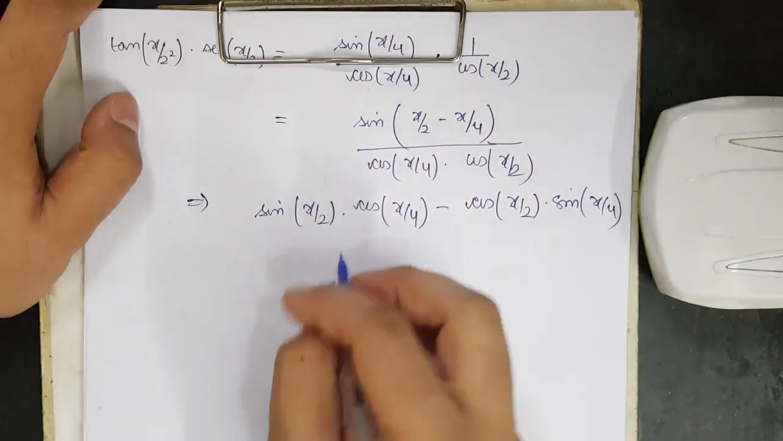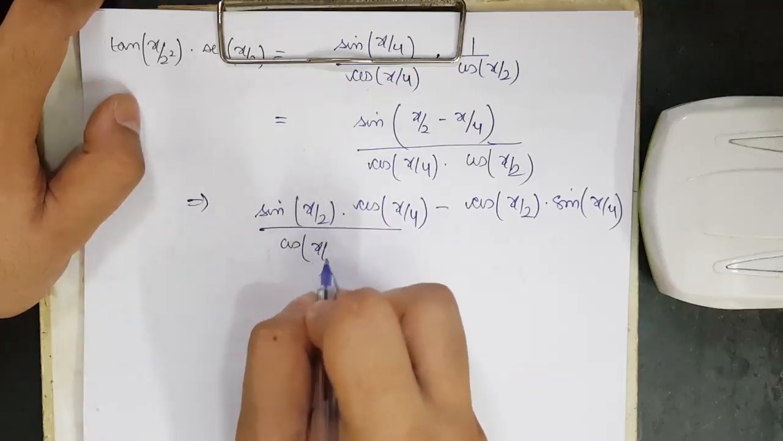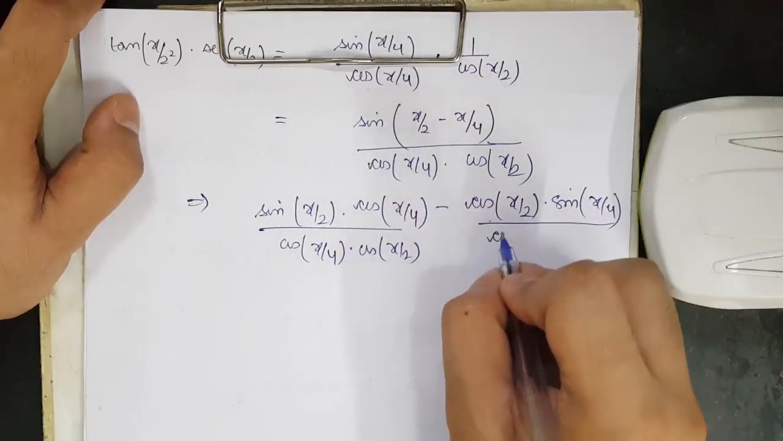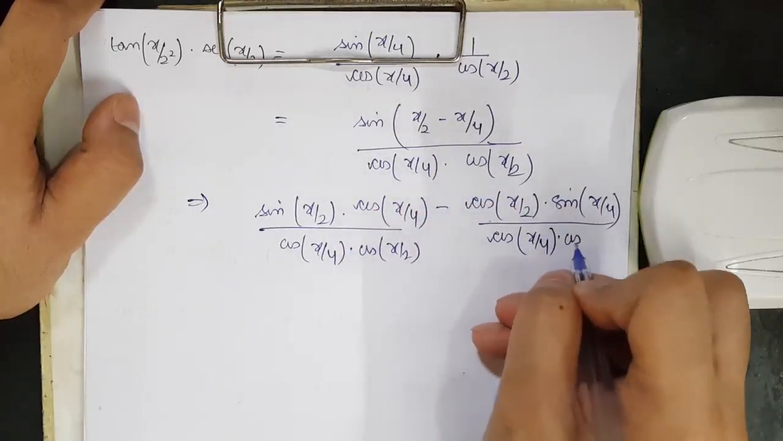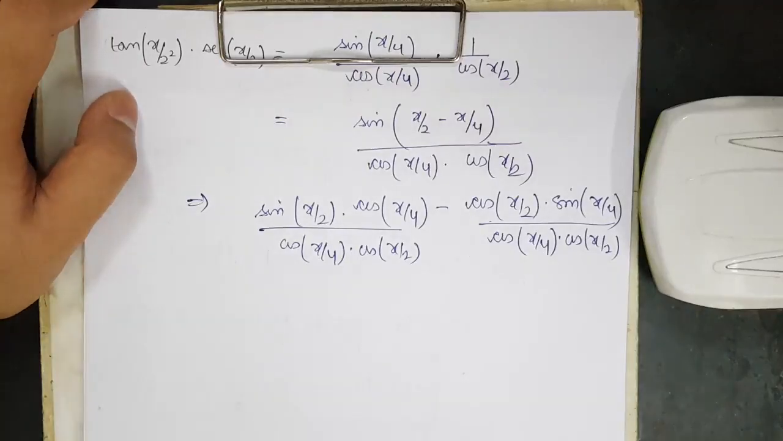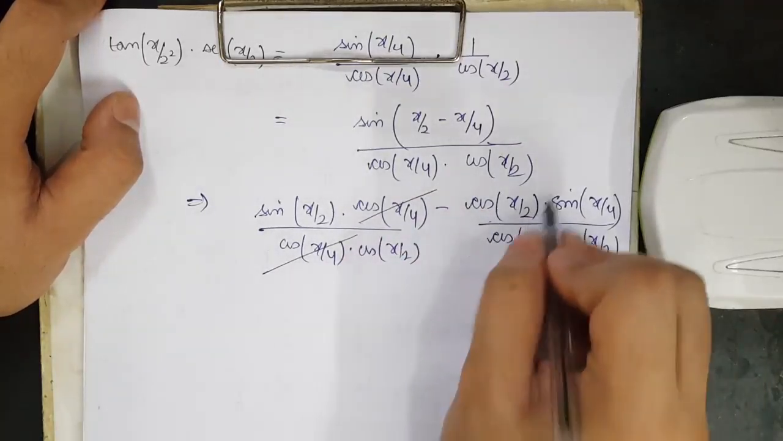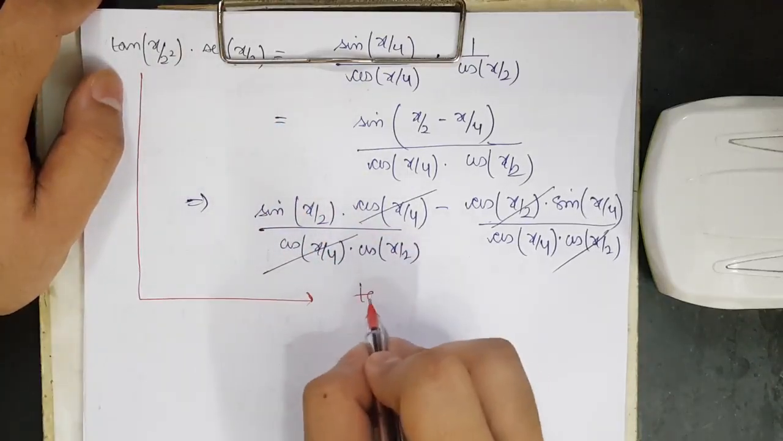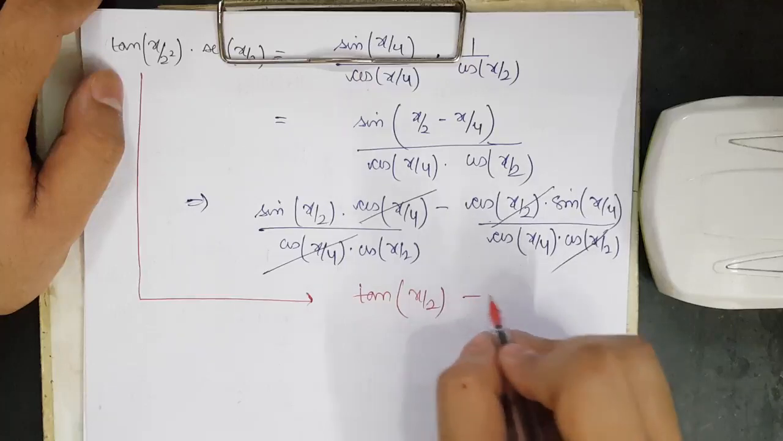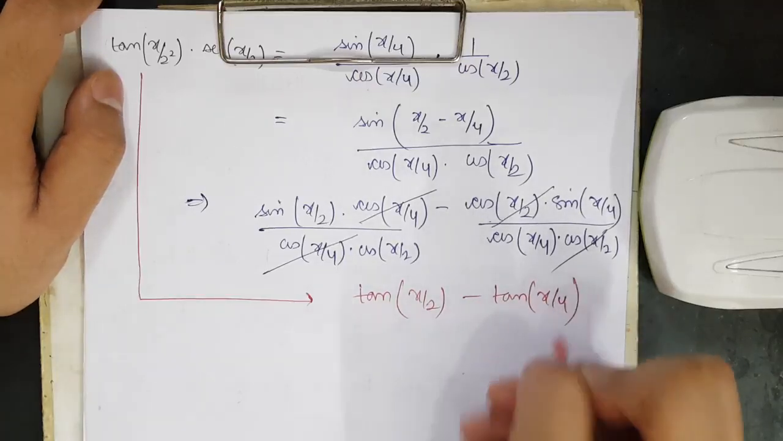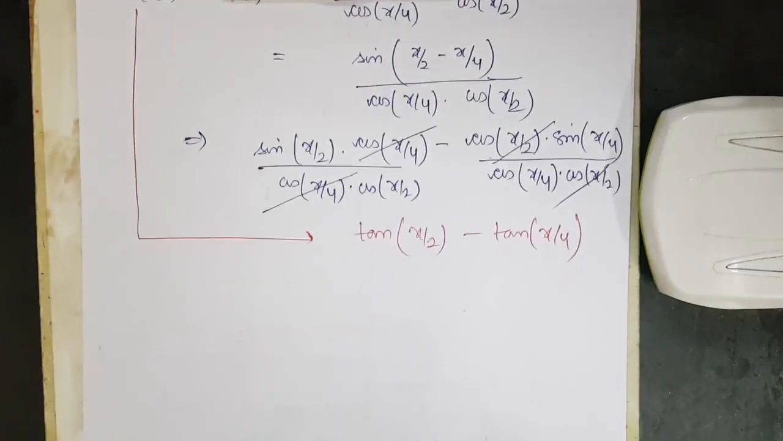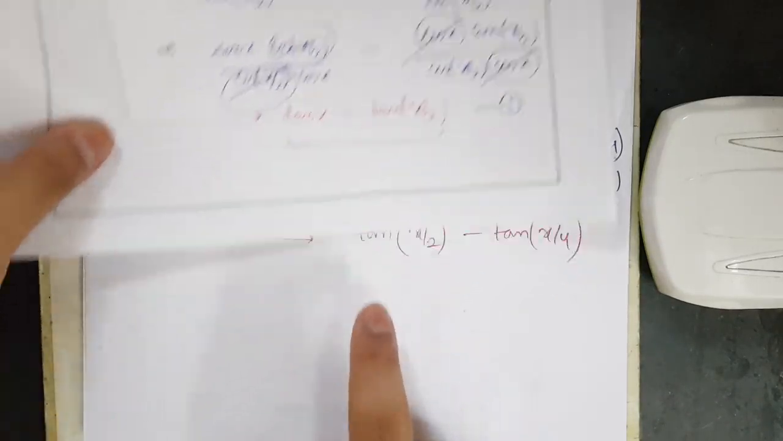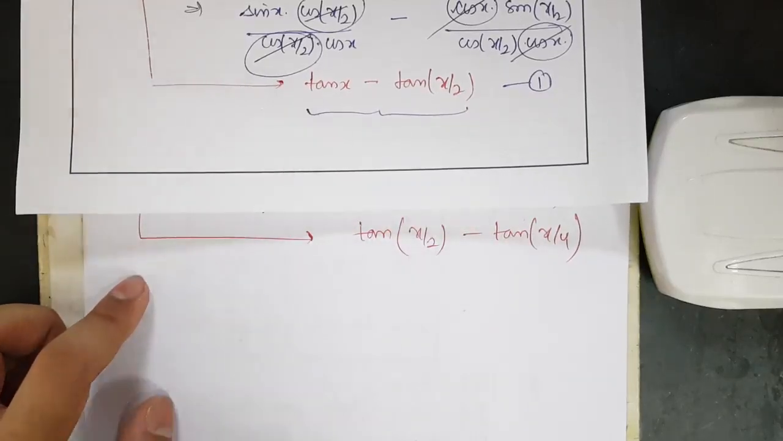Now once again distributing the numerator down. So cos x by 4 into cos x by 2, and here also once again we write cos x by 4 into cos x by 2. So now we cancel these terms here. Once again you can see the common terms which are written. So this thing can be resolved into tan x by 2 minus tan x by 4. Okay, so on the previous page we had derived tan x minus tan x by 2 for the first one. For the second one we can derive this.